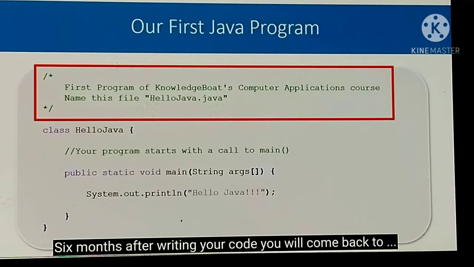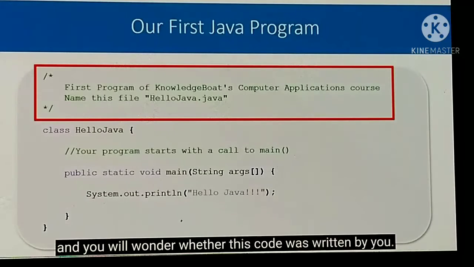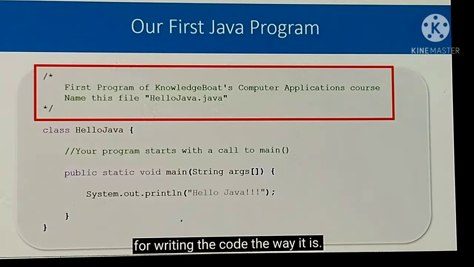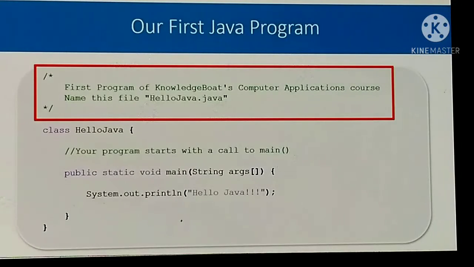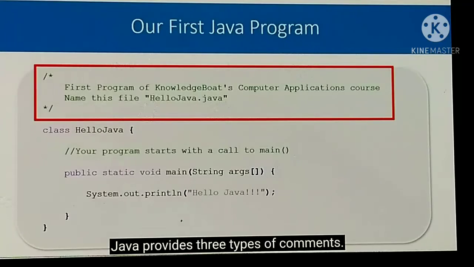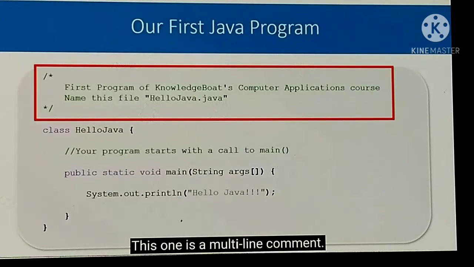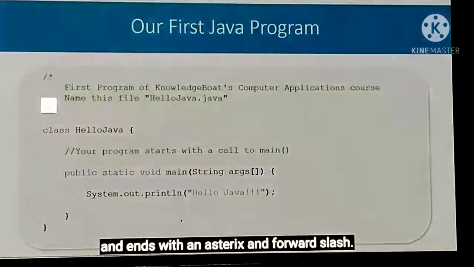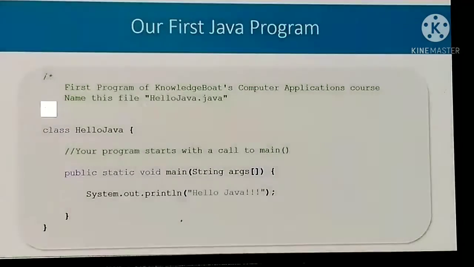Six months after writing your code, you will come back to make some changes to it and you will wonder whether this code was written by you. These comments will help you recollect your reasoning for writing the code the way it is. Java provides three types of comments. This one is a multi-line comment. It starts with a slash and asterisk and ends with an asterisk and slash.